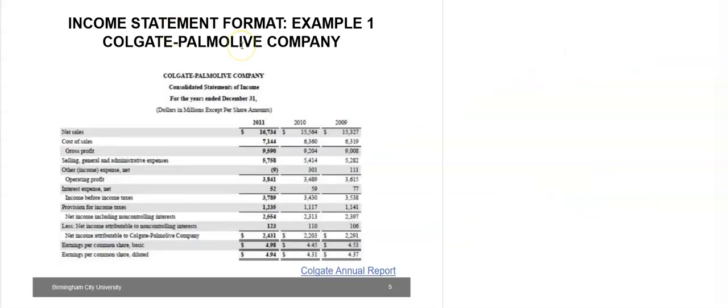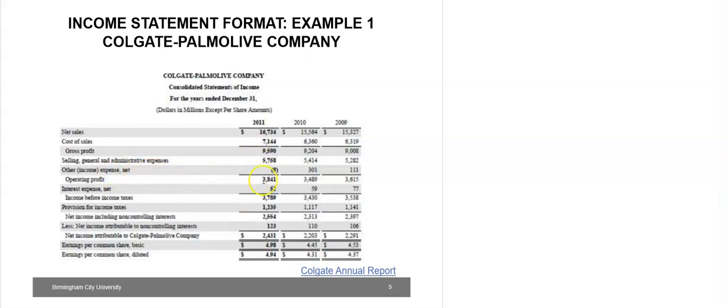We have the first example of an income statement format for Colgate-Palmolive company here, and we can see that it is clearly presented in a multi-step format where we see gross profit being calculated after deducting cost of sales from net sales. And of course, net sales here represents the sales that are adjusted for cash and volume discounts or any sales return. And then we see selling, general and administrative expenses being deducted, and other income and expenses have also been adjusted here.